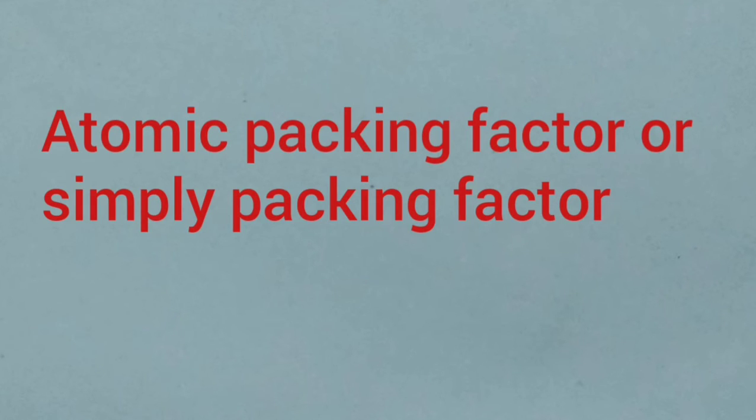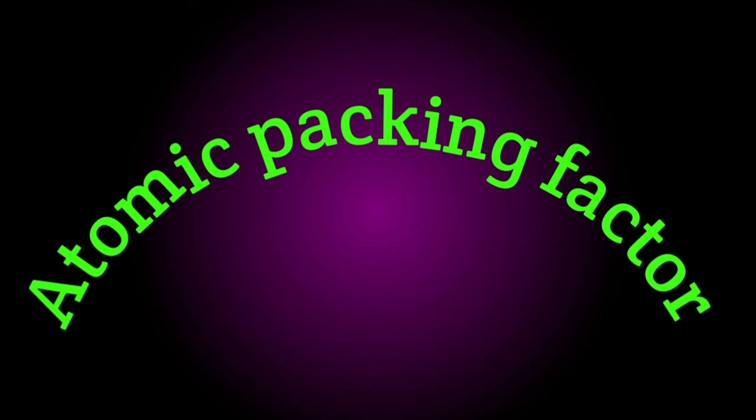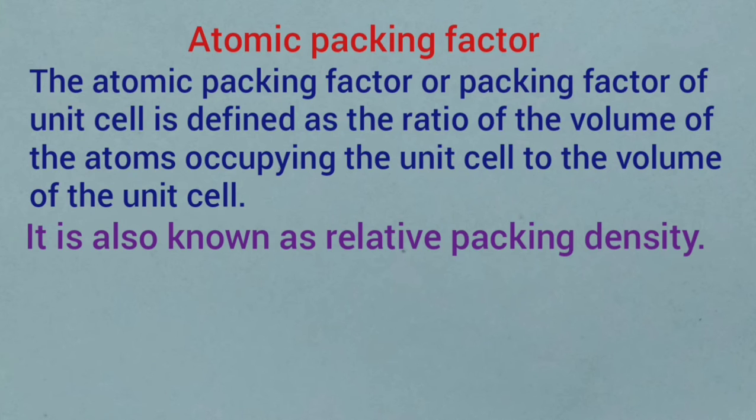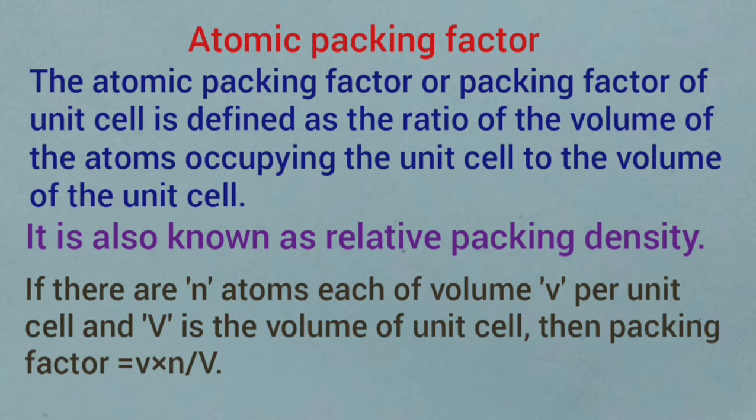Now we shall calculate the atomic packing factor, or simply packing factor. The atomic packing factor or packing factor of unit cell is defined as the ratio of the volume of the atoms occupying the unit cell to the volume of the unit cell. It is also known as relative packing density. If there are small n atoms, each of volume small v per unit cell, and capital V is the volume of unit cell, then packing factor equal to small v into small n by capital V.